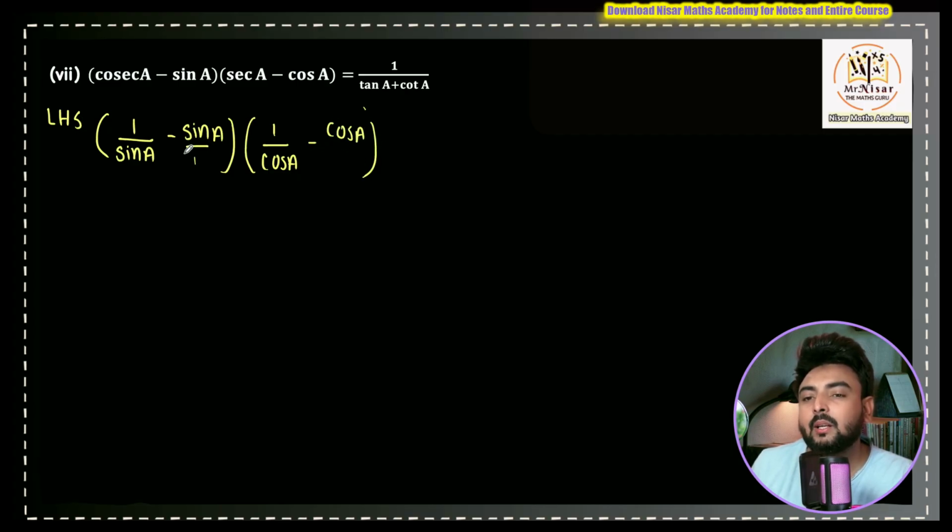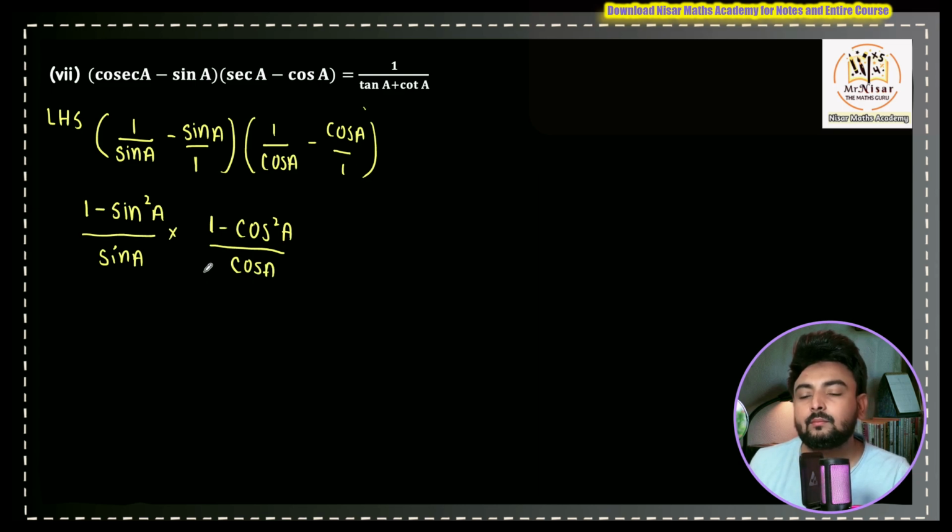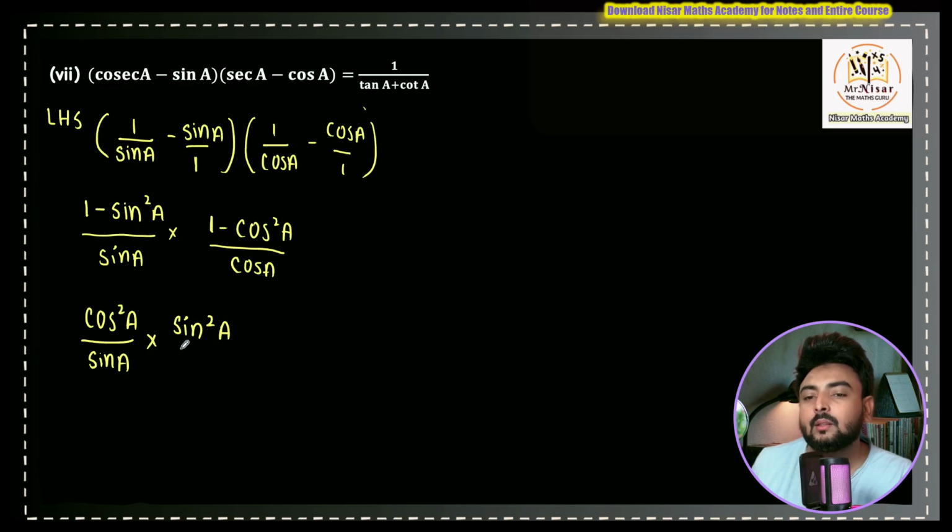So just cross multiply, 1 into 1 it will be 1 minus sin into sin, it will be sin square A upon sin A, into, again here 1 into 1 it will be 1 minus cos into cos, it will be cos square A upon cos A. Okay, now 1 minus sin square A becomes cos square A upon sin A, into 1 minus cos square A becomes sin square A upon cos A. Is it, children?